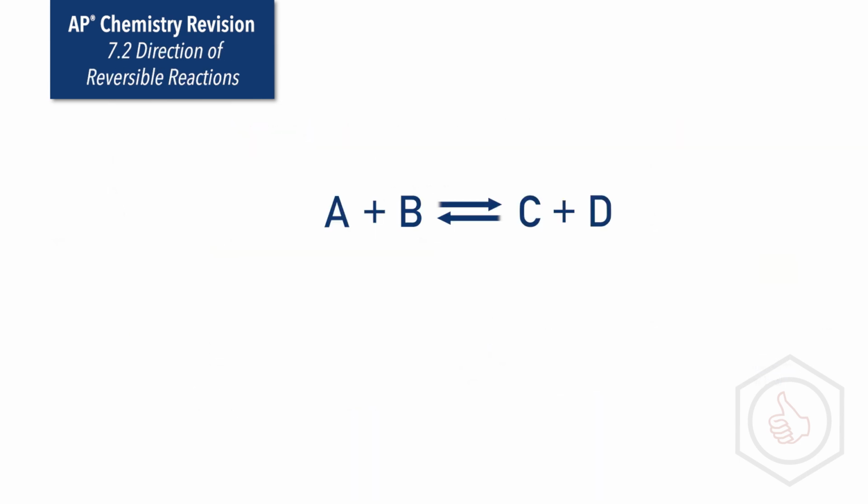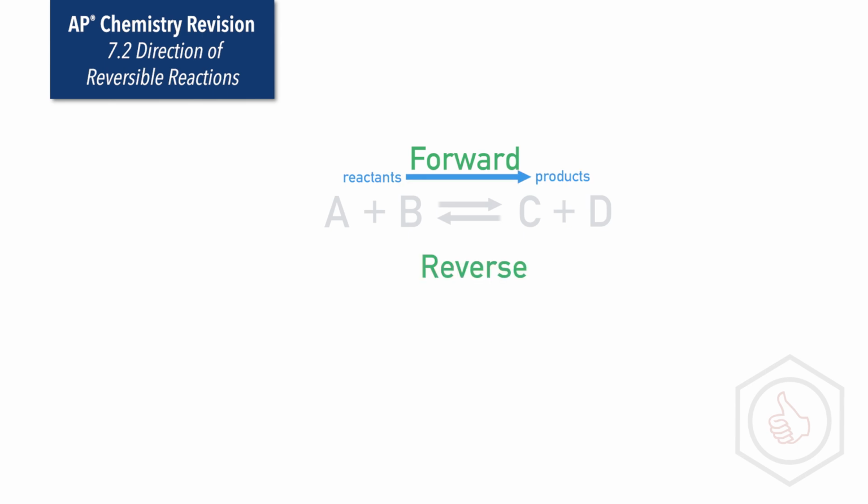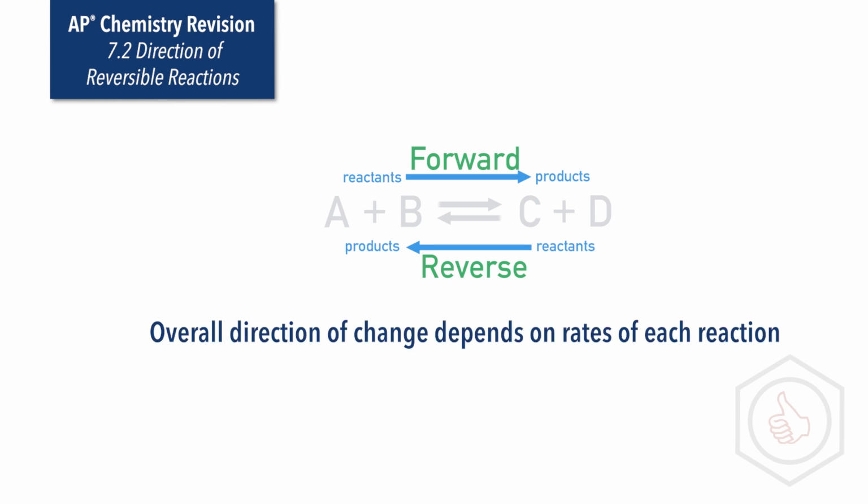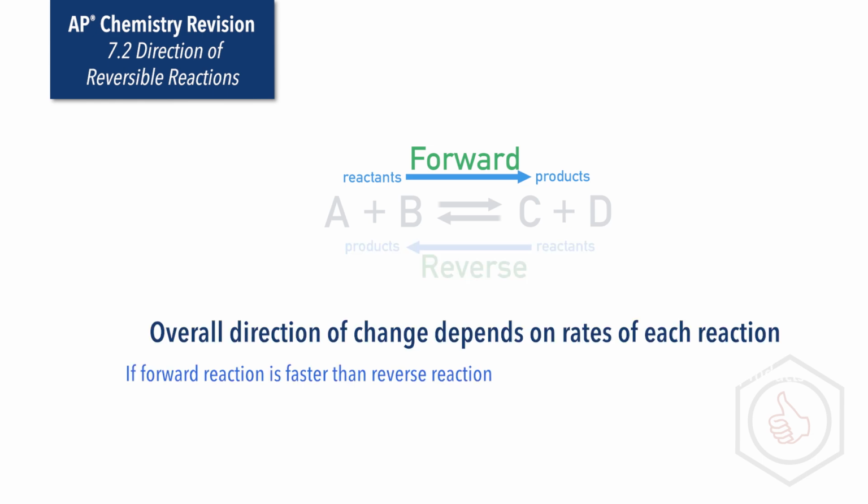In a reversible reaction, both the forward and reverse processes happen at the same time. The forward reaction involves reactants reacting to form products, and the reverse reaction involves those products reacting together to reform reactants. These two reactions compete, and the overall direction of change depends on which is happening faster. If the forward reaction is occurring at a faster rate than the reverse direction, the system moves towards forming more products overall. There is a net conversion of reactants to products.